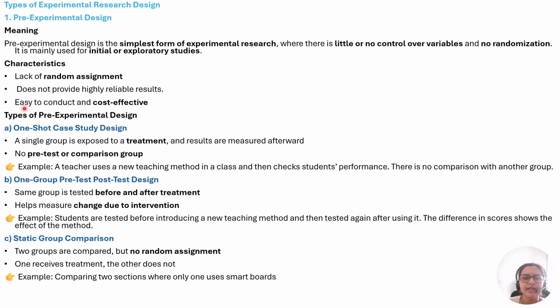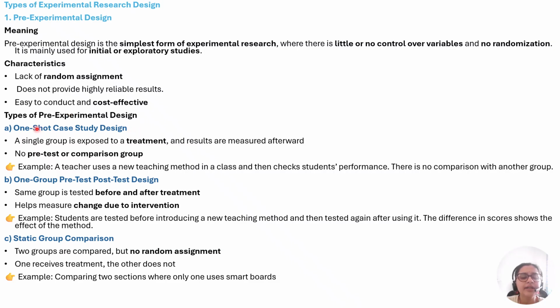Lack of random assignment, and since there is no random assignment, it will not provide highly reliable results. The researcher only assigned people to various groups, no? So it will involve a lot of bias and a lot of judgment in it. So it will not provide highly reliable results. It is easy to conduct and it is cost effective.